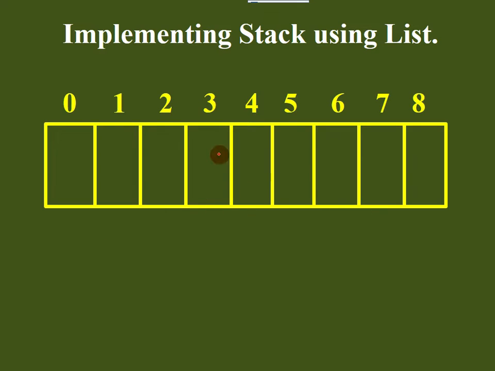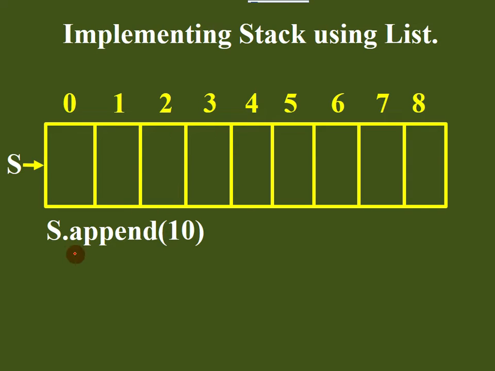In forward indexing, the indices are: for the first element the index is 0, for the next element the index is 1, and so on. Suppose variable s points to this list. I want to insert the first element 10 into the list. As you know, now the list is empty and I am going to insert the first element 10 into the list.